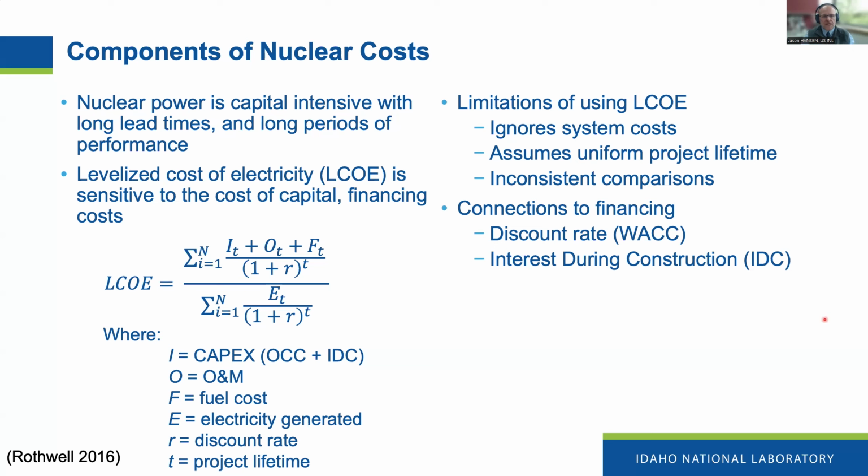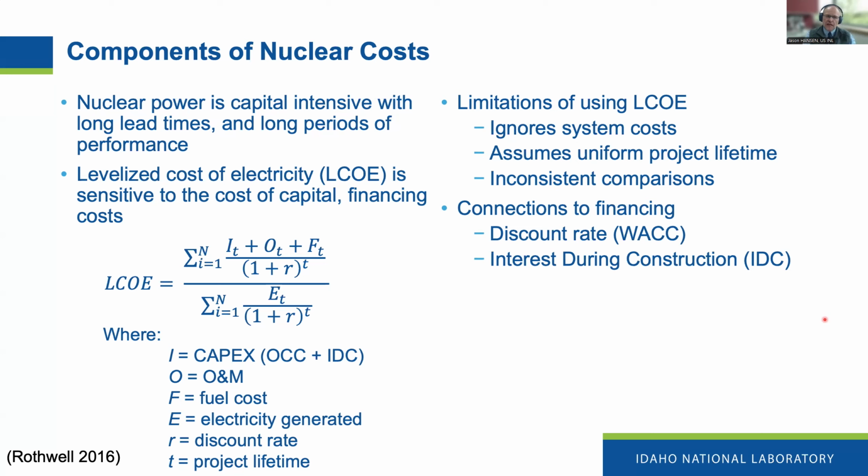So levelized cost of electricity is a measurement that's often used for comparing energy technologies. And nuclear power is a capital cost intensive endeavor. It's got long lead times and it's got long periods of performance. And so when we use this levelized cost of electricity metric, this is an equation, there are some things that we need to keep in mind.